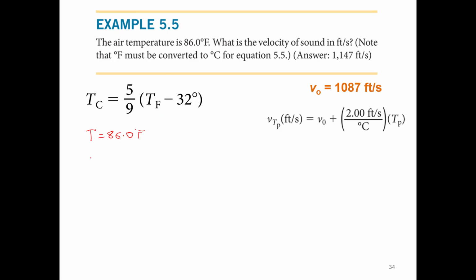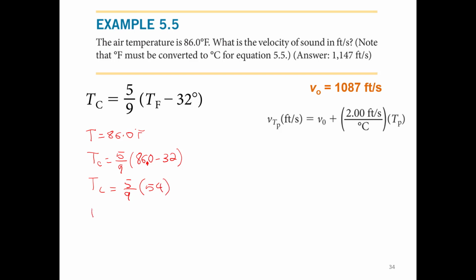And let's just write it. T equals 86 minus 32. Then here we have 5 divided by 9 times 54. And this is 0.0, it's 54.